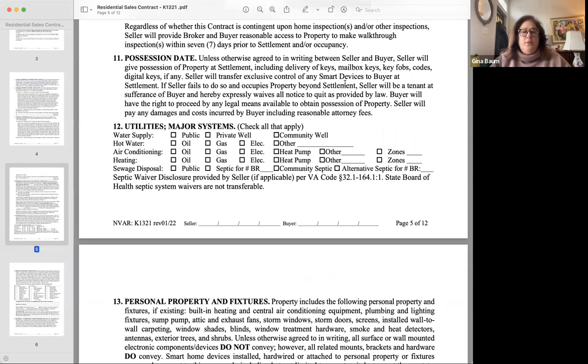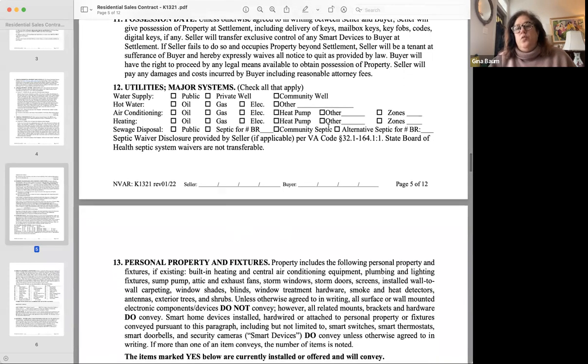And the seller will be responsible to pay any damages or costs incurred by the buyer for the attorney's fees. One thing to note here that's important is the delivery of the keys, right? The biggest issue is the mailbox keys. No joke, you want to make sure you have the mailbox keys, because I can tell you it's really a pain to get the mailbox keys.